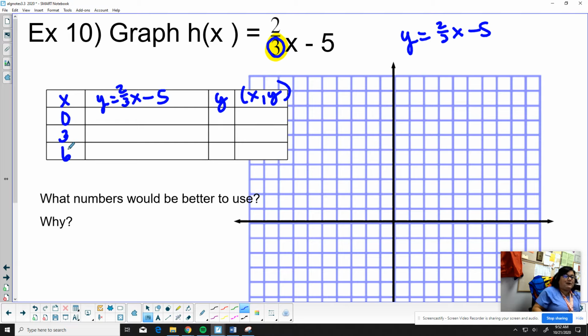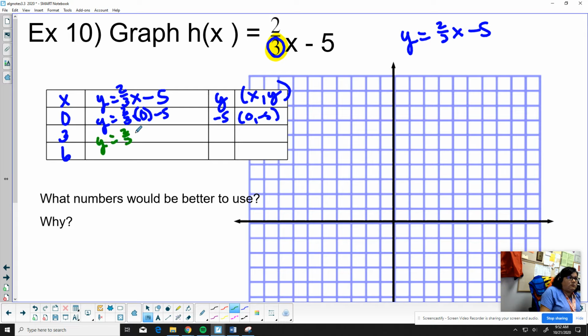And then 6, because if I count by my 3s, 3, 6, 9, 12, I want to do multiples of 3. If I do multiples of 3, it will come out as whole numbers, which is what I'm wanting. I don't want to have to graph fractions. Okay, so here we go. y equals 2/3 times 0 minus 5 is -5. So 0, -5. Let's do the 3.